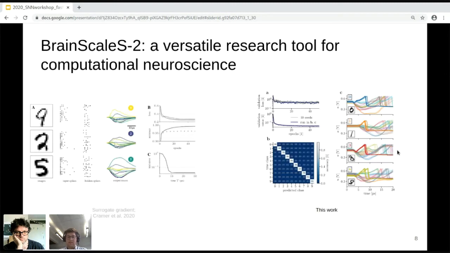Then there are also classification tasks. One very recent work by Benjamin Cramer and Sebastian Billaudelle, again together with Friedemann Zenke, puts surrogate gradient methods on this chip. This is in some ways similar to what we are doing, because it's classification, but it's also in some aspects very different. They're using voltages in the surrogate gradient. On the right you see a plot of our result, and this will be shown again later. The voltages here are just to illustrate what the network is doing. We're not using voltages. We are just spike based. We only need spikes to learn, and we have an exact model as opposed to the surrogate gradient method.